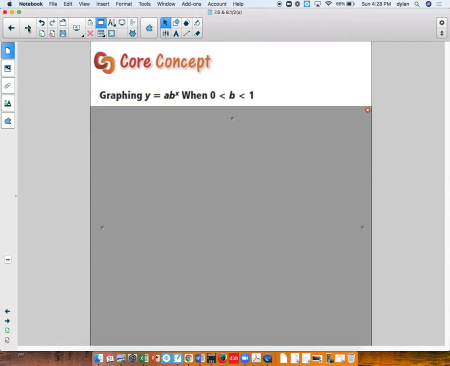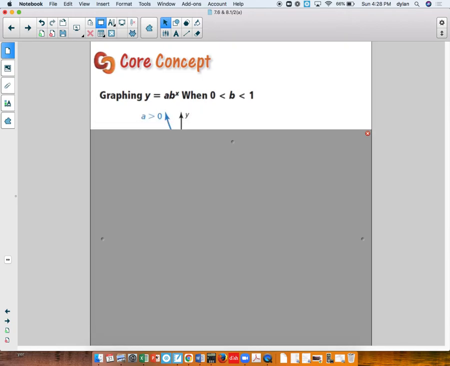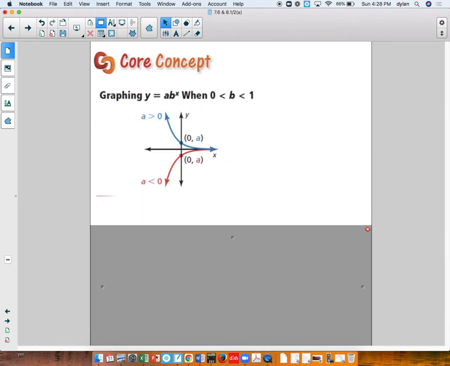This would be a picture that would be really good for you to sketch in your notes to reference. Similarly, we've got the same situation, except when b is between 0 and 1. And in those cases, like we just discussed, as we move to the right, our curves are going to approach the horizontal asymptote along the x-axis. And whether you're on the blue curve or the red curve simply depends on whether your y-intercept is positive or negative.